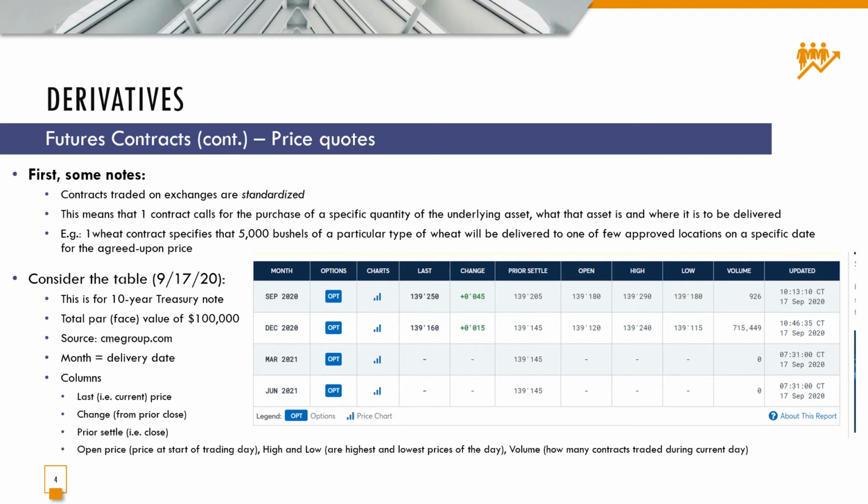I pulled this on September 17th, 2020, and this is for a 10-year Treasury note. The total par value, also known as the face value, is $100,000. The source is cmegroup.com. When we go through the columns, the month is the delivery date. The column where it says last is the current price, as of this updated time.